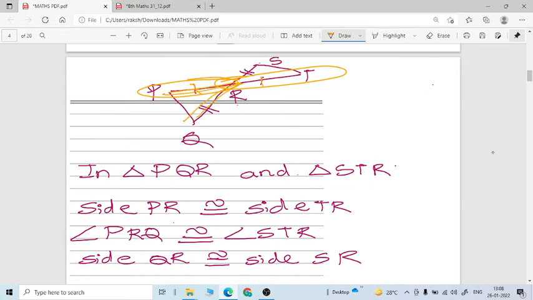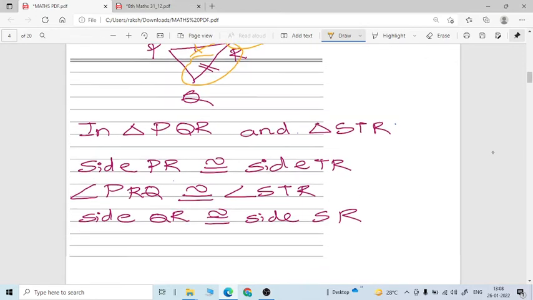PRQ and SRT are the same because the mid point of both is the same. The middle point of both is the same. Another side, that is side QR and RS is the same.